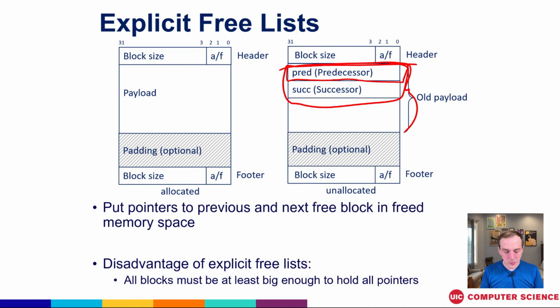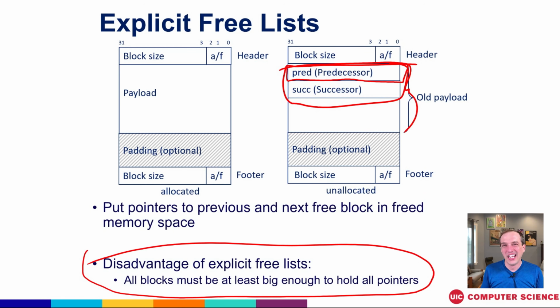So there's a little bit of disadvantage here that you have to have those blocks be sized large enough to keep those pointers. Again, that's going to be a space efficiency issue, but we're going to get this huge time efficiency benefit by being able to very quickly find a free block that is going to fit the needs of the individual allocation request that was given to us.